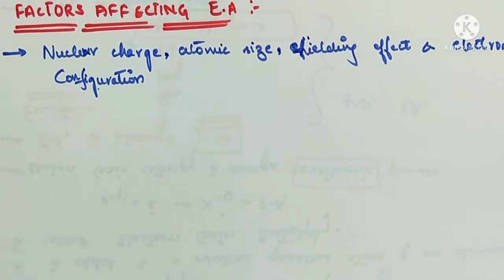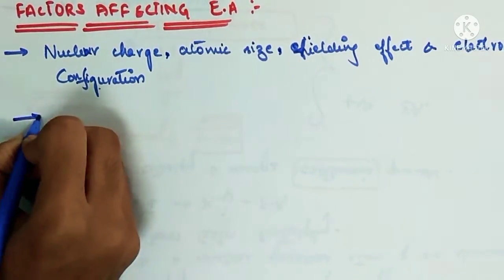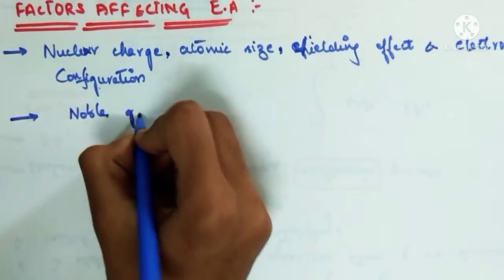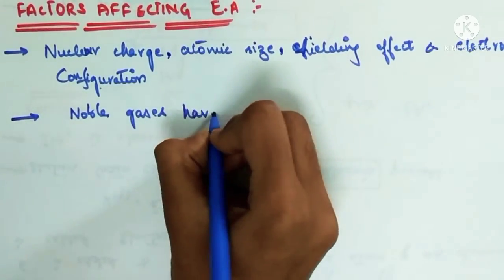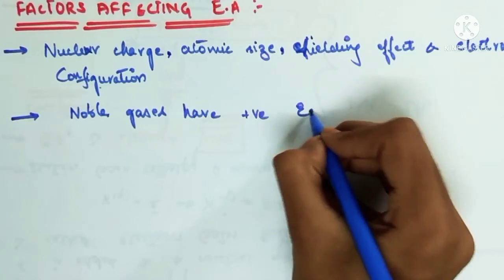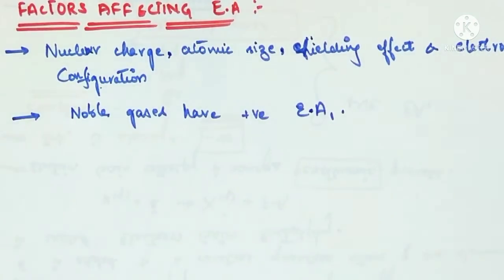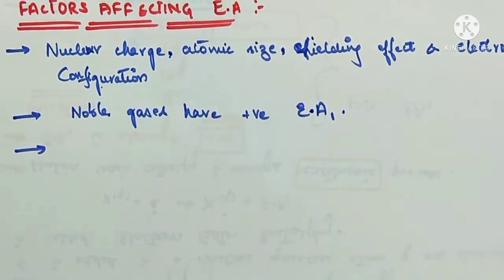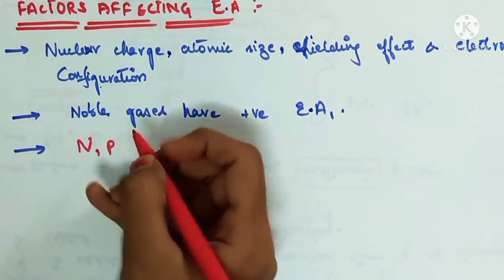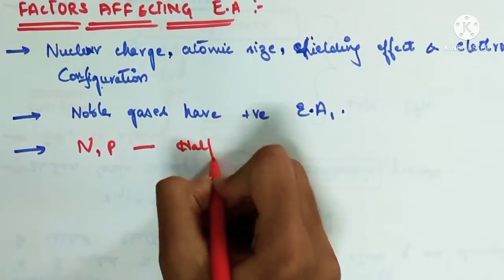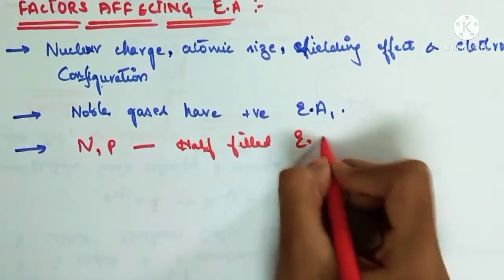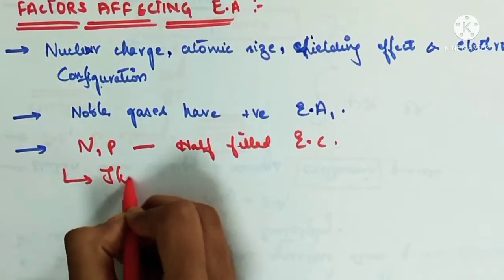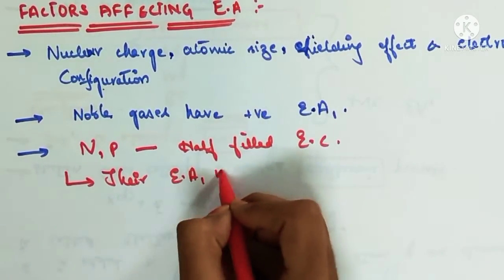And as I told you, noble gases have stable configuration, so they have their electronic affinity values as positive. Noble gases have positive electronic affinity, and for nitrogen and phosphorus, they have half-filled electronic configuration, so their electronic affinity is close to 0.